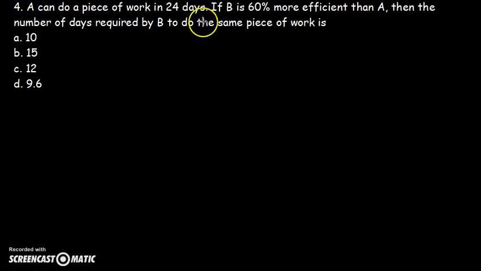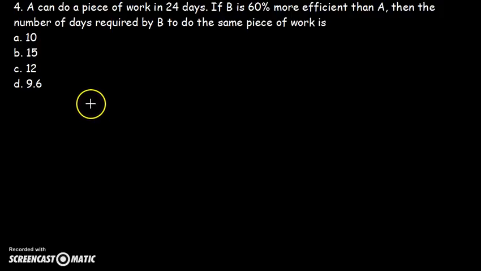A can do a piece of work in 24 days. If B is 60% more efficient than A, then the number of days required by B to do the same piece of work is. So we have got four options and we have been given this data. A can finish a piece of work in 24 days and B is 60% more efficient.